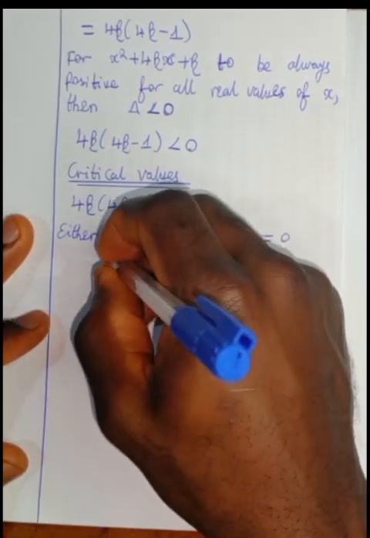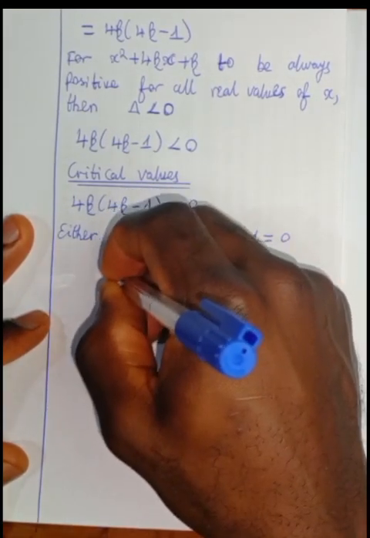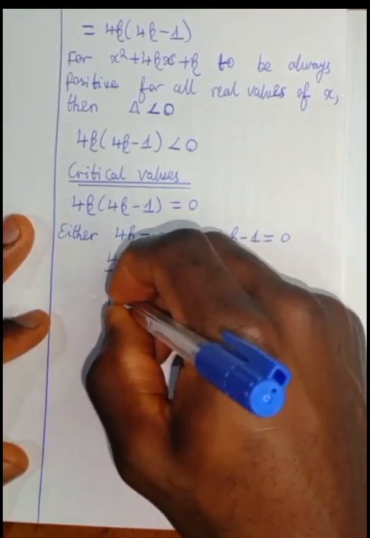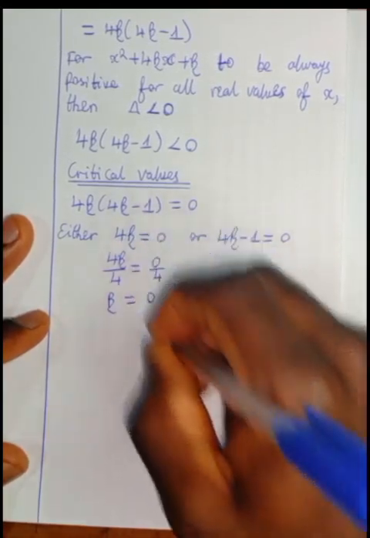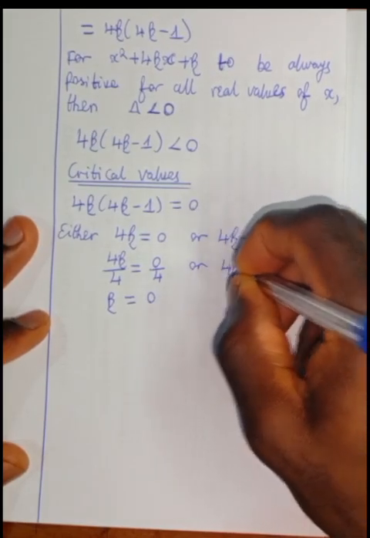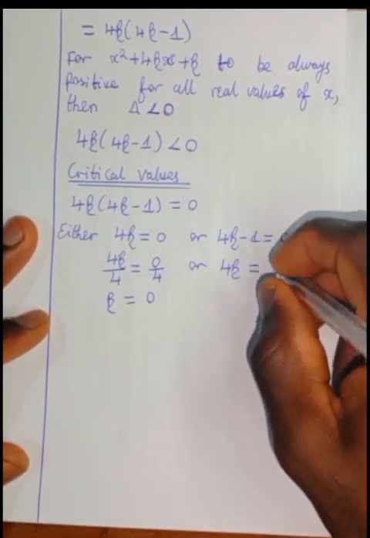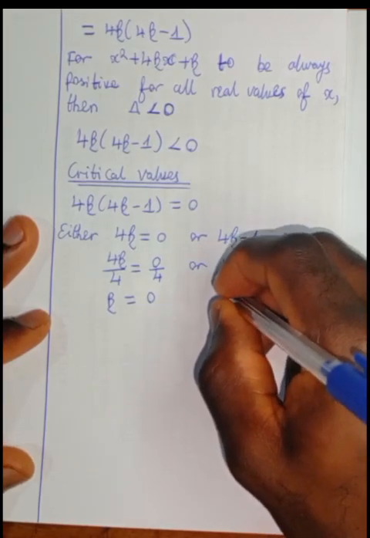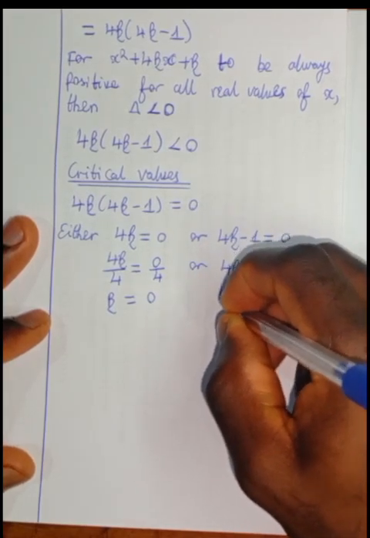For us to get beta here, we are going to divide both sides by 4. And this will give us beta equal to 0. Or 4 beta will be equal to, we transfer -1 to the right hand side, which becomes positive. We divide both sides by 4.